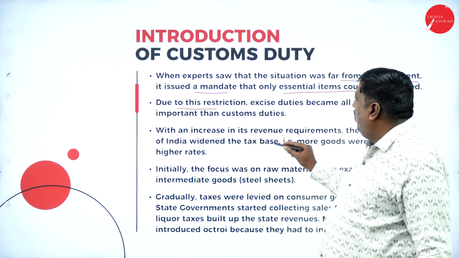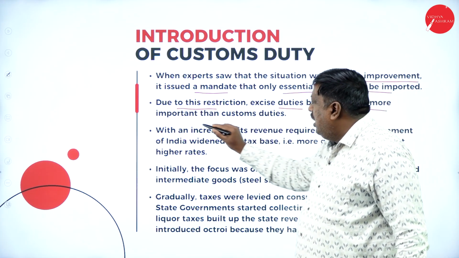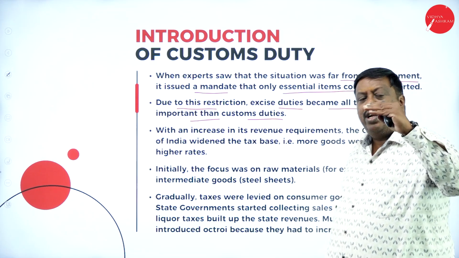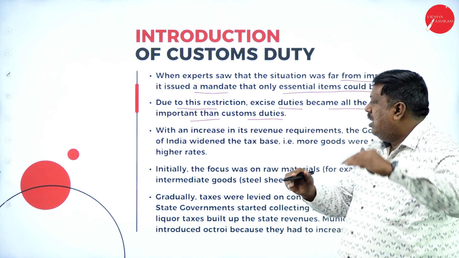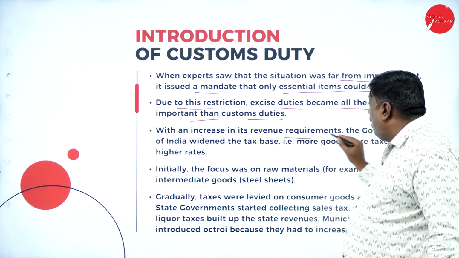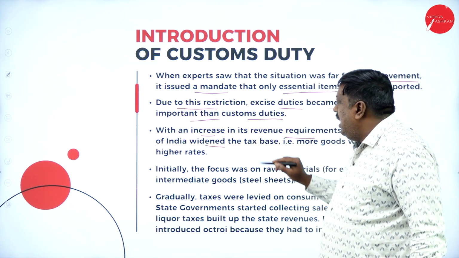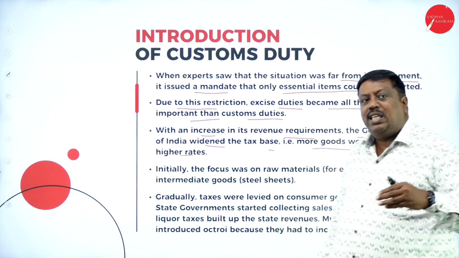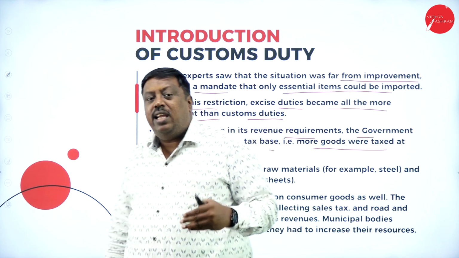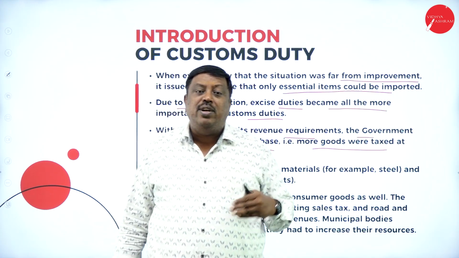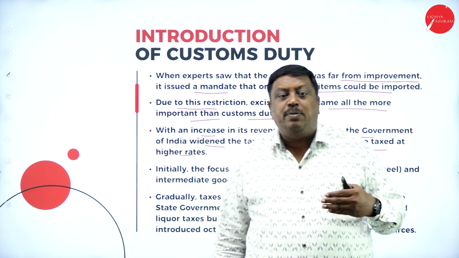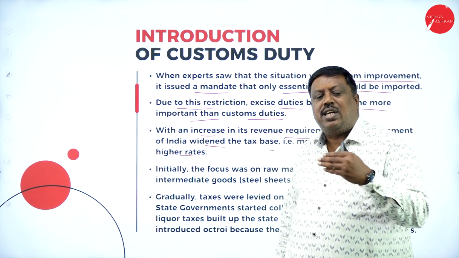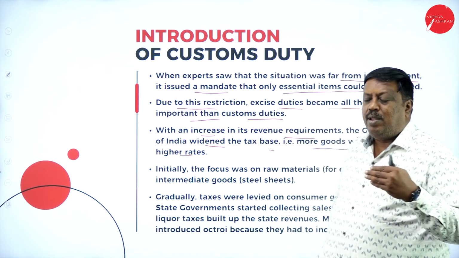Due to this restriction, excise duties became all the more important than customs duty. With an increase in its revenue requirement, the government widened the tax base. More goods were taxed at higher rates. Some of the goods they started to charge at high rates, and they started to collect the revenue for the government to take care of the expenditure, the welfare, public expenditure. For that reason, they started to collect a huge amount of tax from the public.